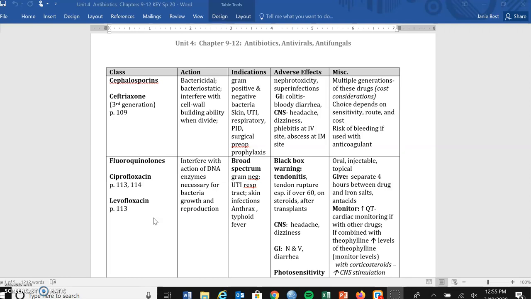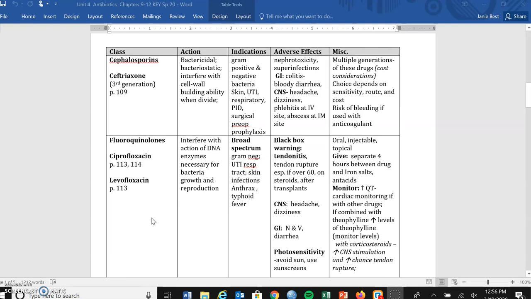The GI limiting or GI toxic effect of this drug is colitis or bloody diarrhea. So for that reason, the drug would be discontinued. Note that the risk of bleeding increases if you use this drug with an anticoagulant. So you would have to monitor the anticoagulant labs more frequently and adjust those doses.